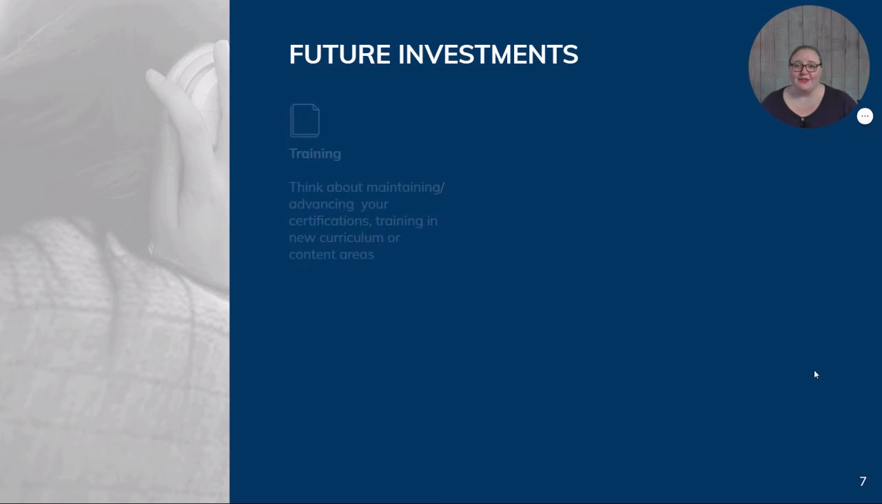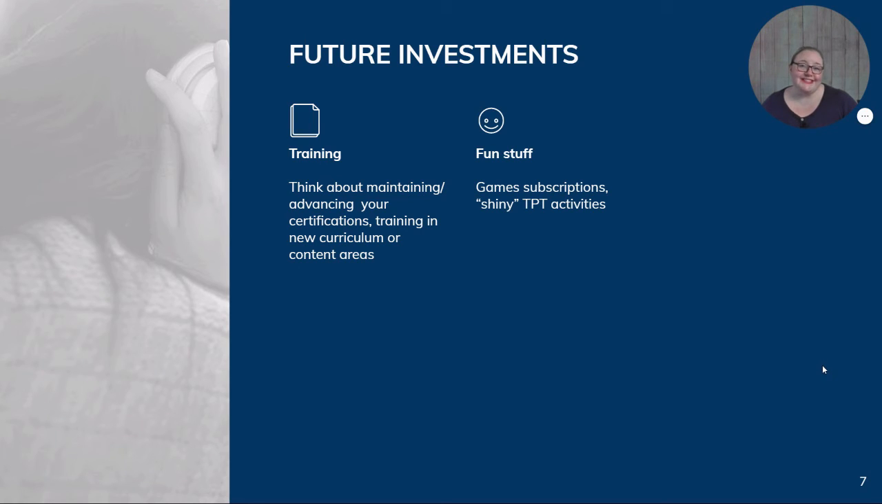Things to think about for the future that you might want to upgrade. Training. Think about maintaining or advancing your certifications. Think about PD or new curriculum you might want to train in, or branching out into a new content area. Think about budgeting for that in your business. The fun stuff, the game subscriptions, the shiny Teachers Pay Teachers activities with the great clip art, those are things that you can certainly invest in down the road.